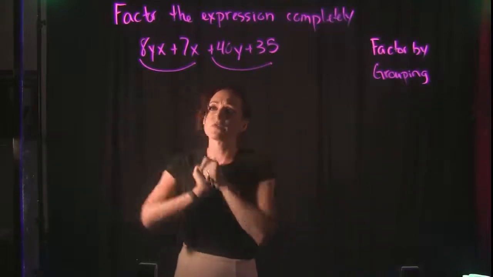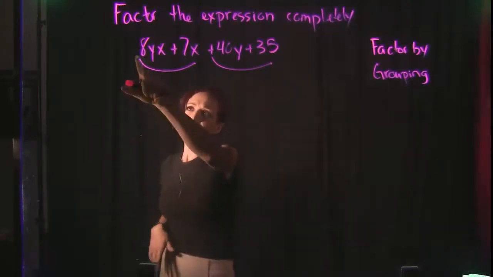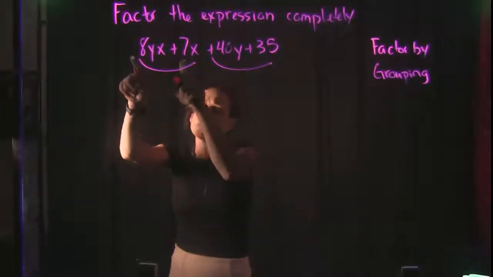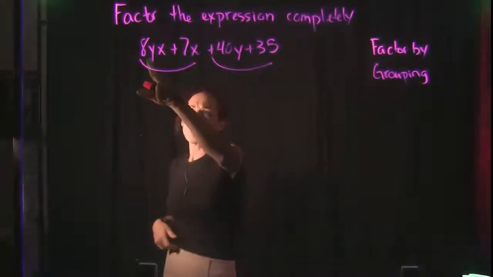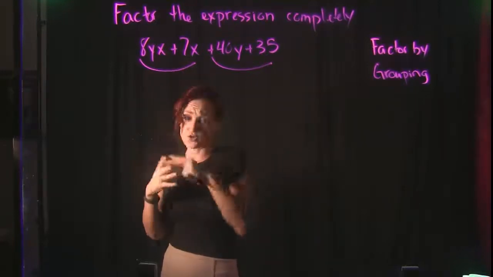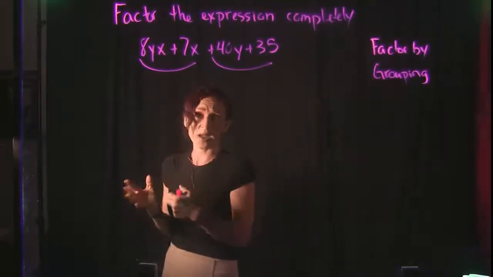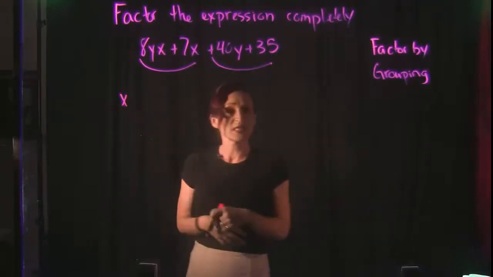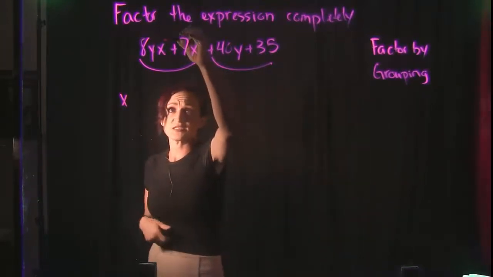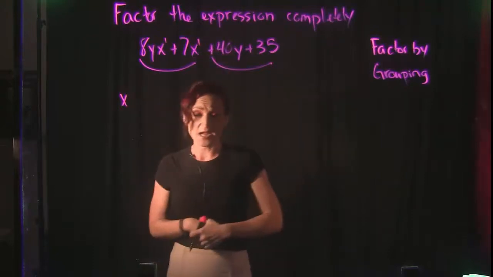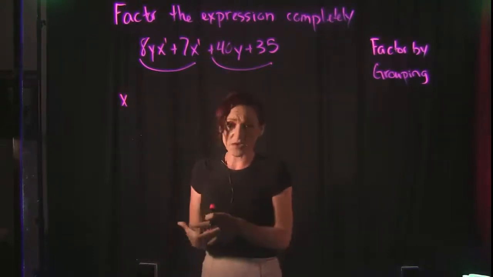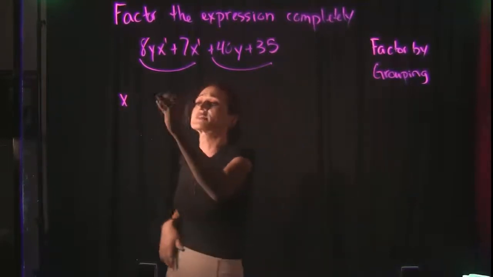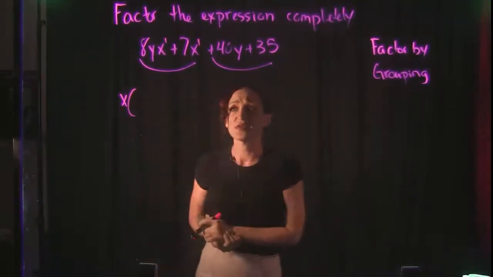So taking a look at my first grouping, 8 and 7 do not have anything in common, so we can't factor out anything from that. We have a y here, but we don't have it here, so it's not in common. We can't pull out a y. But they do both have an x. So it looks like our GCF is just an x, because this is an x to the first, this is an x to the first, and when we pull out a variable, we always want to pull out the one with the lowest exponent. So just x is our GCF here.